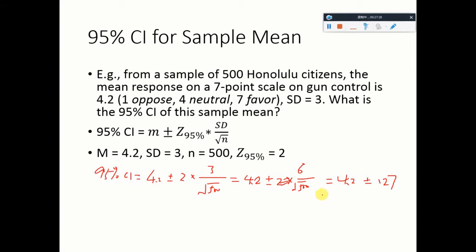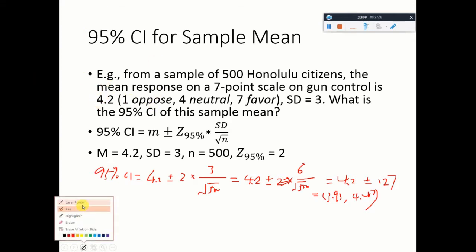Then we'll have the confidence interval. The lower bound will be 4.2 minus 0.27, which is 3.93. What about 4.2 plus 0.27? That will be 4.47. So this should be our 95% confidence interval for this particular sample mean.